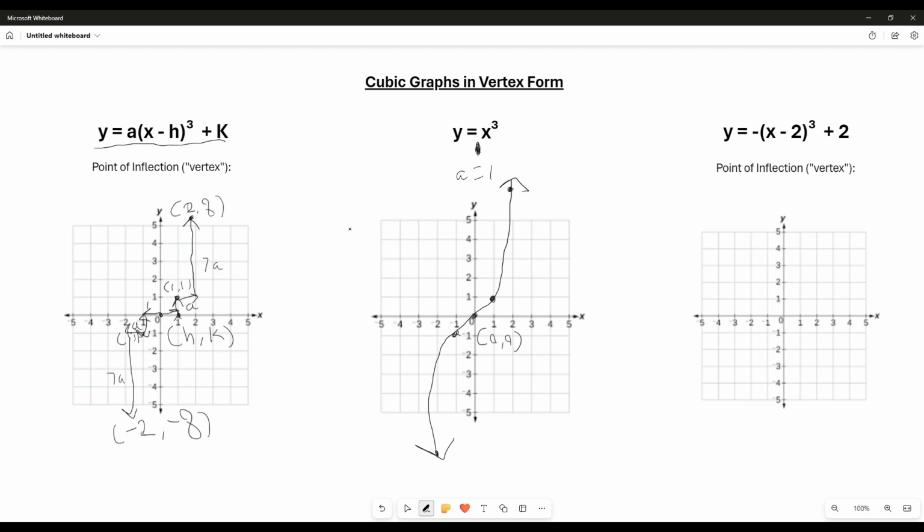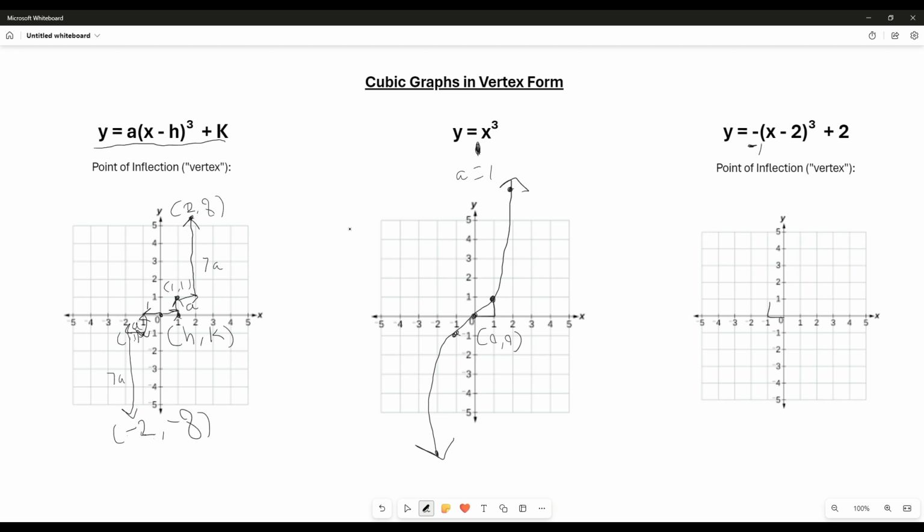Now let's apply the same logic to this equation right here. So the a value in this equation is -1, because there's not a 1 here, but a negative essentially means that. So what does that do? That essentially means that instead of going to the right and up, we're going to the left and up, and then instead of going to the left and down, we're going to the right and down instead. It just kind of flips the graph. You'll see what I mean when we graph it.